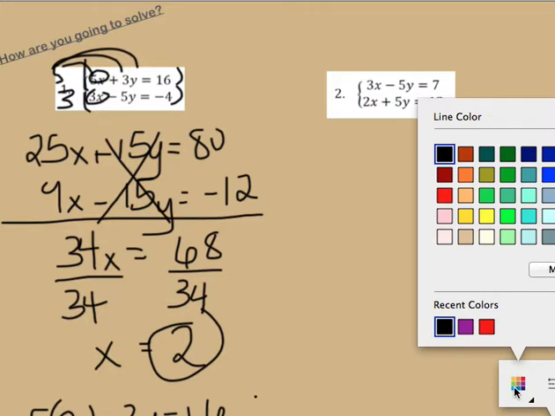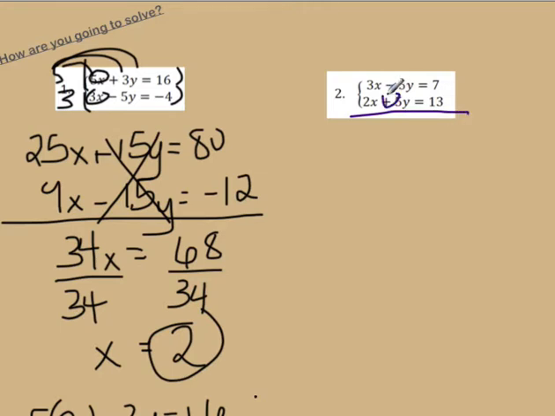Well, number 2 to me is very obviously an elimination problem because it's in standard form and I already have the same number, opposite signs. So actually it is already set up for elimination. So I can go ahead and just add down the columns. Well, 3x plus 2x is going to give me 5x. Negative 5y plus 5y is going to cancel out. 7 plus 13 is going to give me 20.